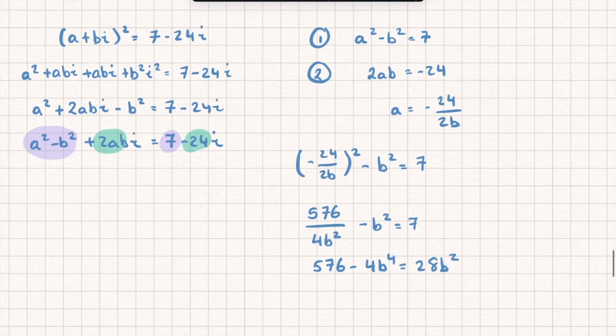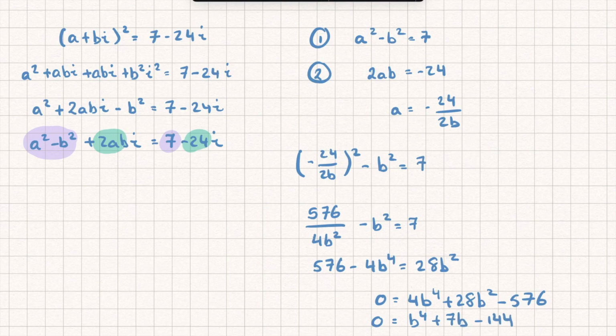I'm now going to put all of my terms on the same side, and I get 0 is equal to 4b to the power of 4 plus 28b squared minus 576. And all of these terms are actually divisible by 4. So I get 0 is equal to b to the power of 4 plus 7b squared minus 144.